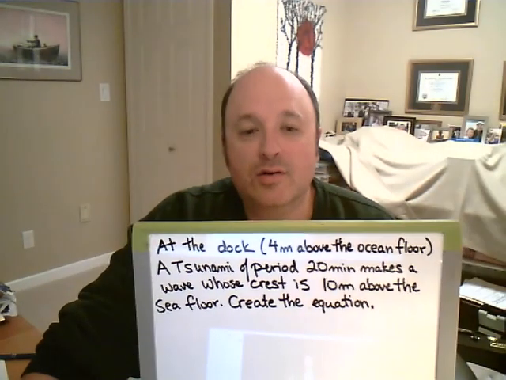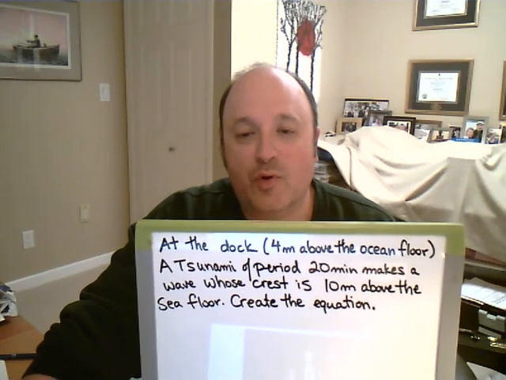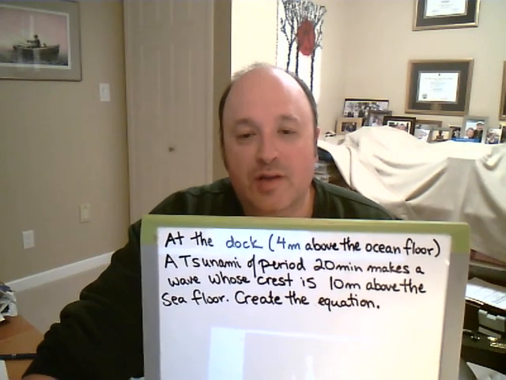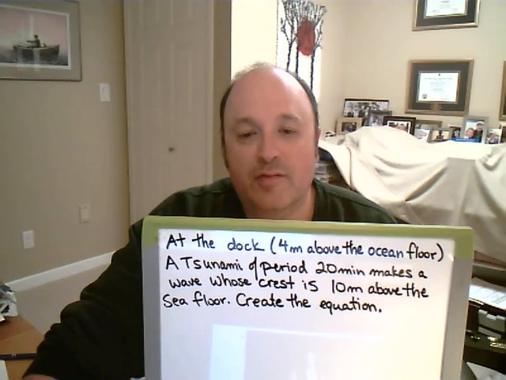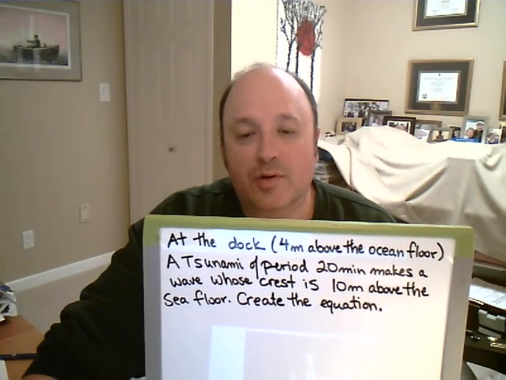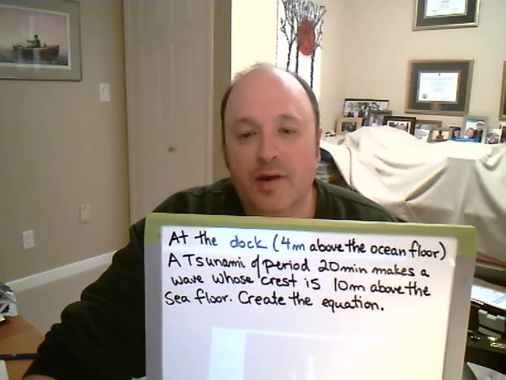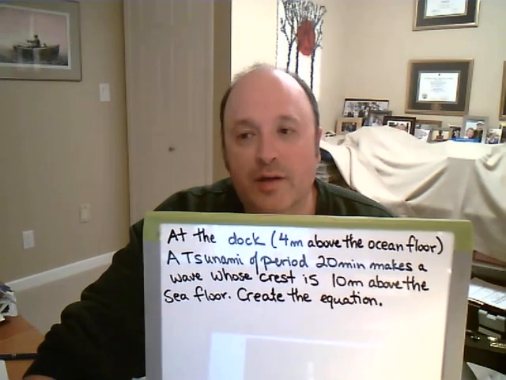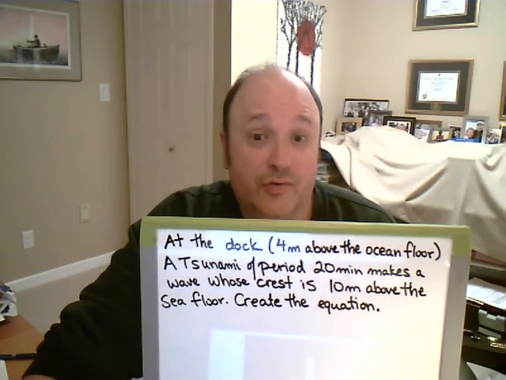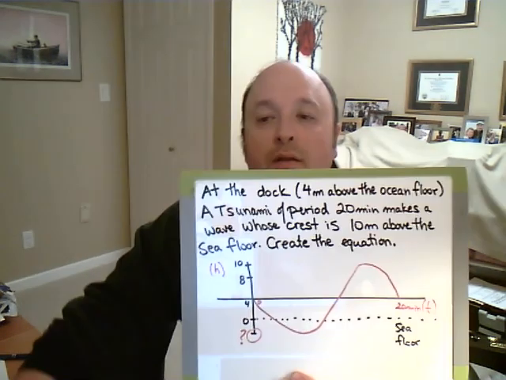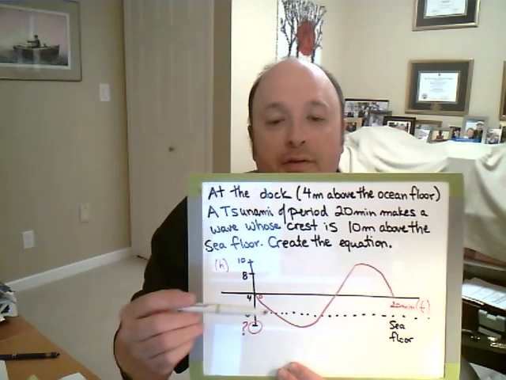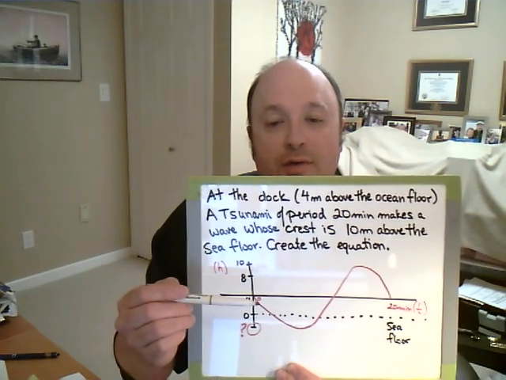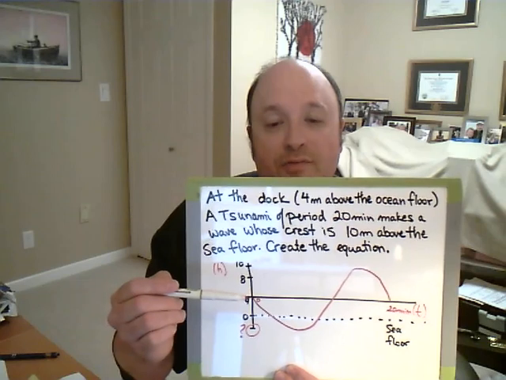Okay, so we're saying at a dock, which is 4 meters above the ocean floor, a tsunami of period 20 minutes makes a wave whose crest is 10 meters above the ocean floor. Create the equation. Alright, so let's draw out a picture first and see what's going on. Okay, so here's a picture of it. It starts at time 0. We're 4 meters above the sea floor.